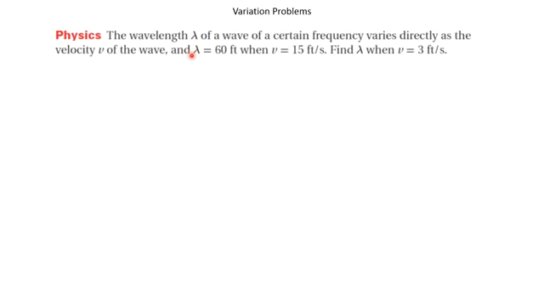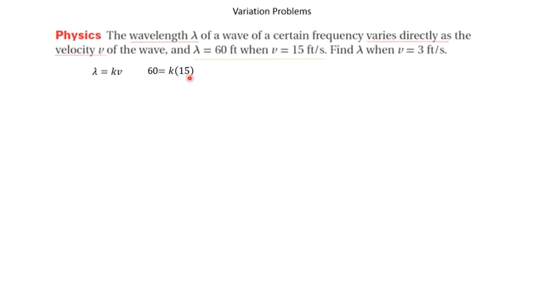Well, wavelength lambda, it's a Greek letter, lambda, of a wave of a certain frequency varies directly as the velocity of the wave. So we have lambda varies directly as velocity. Lambda equals k times velocity. Then it tells us something that we know. Plug this in to find k. We know that lambda equals 60 feet, velocity equals 15 feet per second.